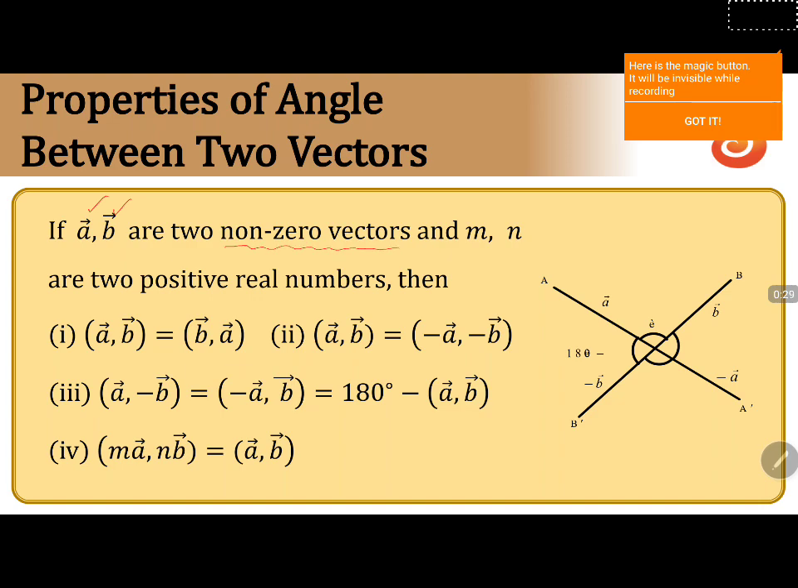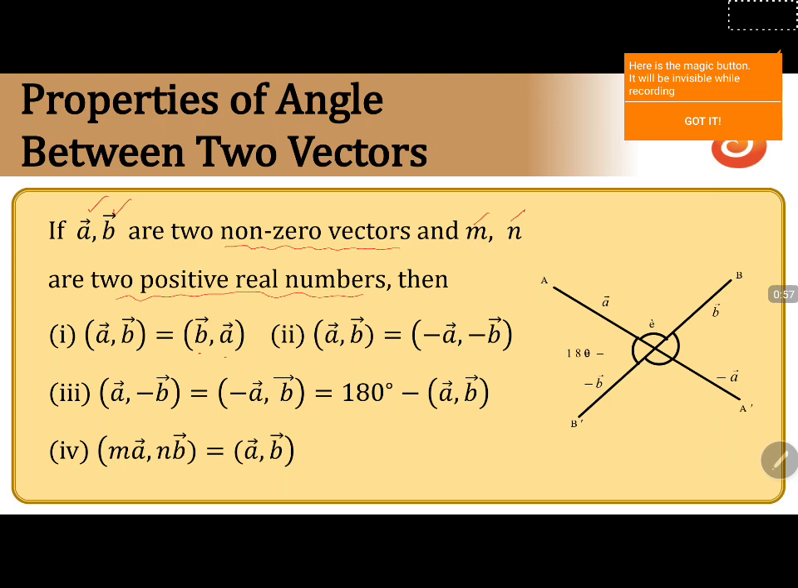And we are going to take two scalars. One is known as M, the other one is known as N. And these two we will assume as two positive real numbers. Or we can even call them scalars. Now we will discuss the first property. The very first property says the angle between A vector and B vector is equal to the angle between B vector and A vector.